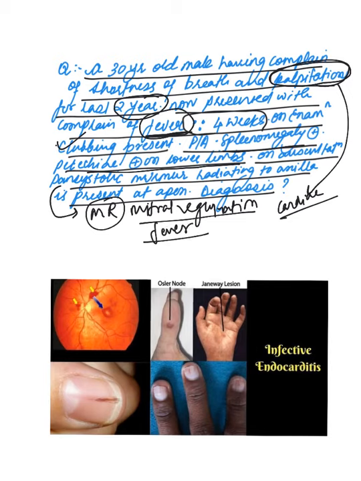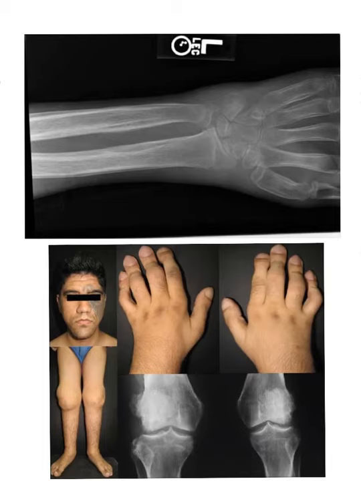Now we know that a known complication of valvular heart disease is infective endocarditis. So the patient has developed infective endocarditis, and clubbing, splenomegaly, petechiae, these are all peripheral evidences of infective endocarditis. The other peripheral evidences are Osler nodes, Janeway lesions, splinter hemorrhages, Roth spots. So these can also be seen in patients. So this is a case of mitral regurgitation complicated by infective endocarditis.